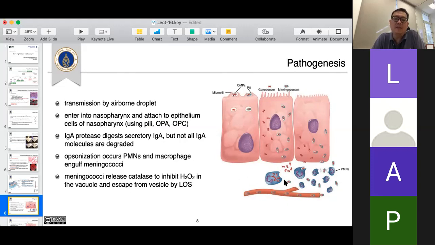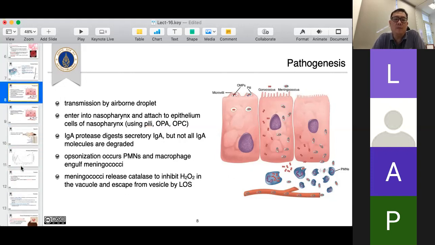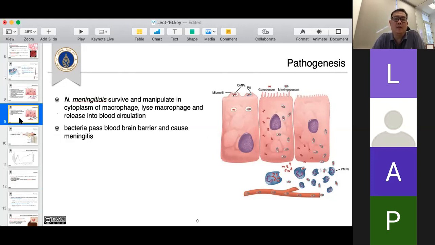That's the mechanism. The toxin destroys PMN and blocks the T lymphocytes. So the immune response fails to get rid of Neisseria meningitidis, okay?